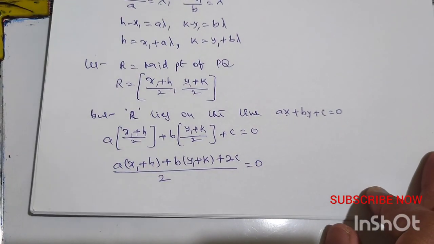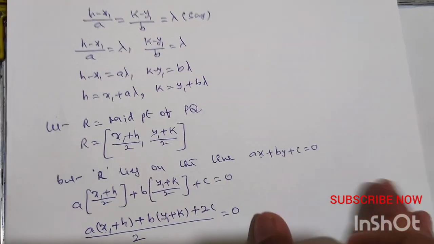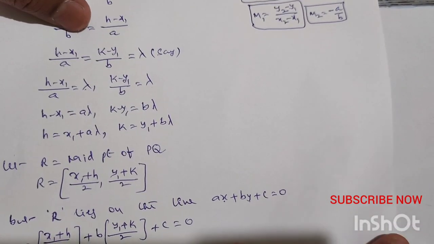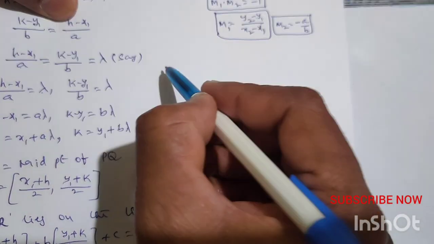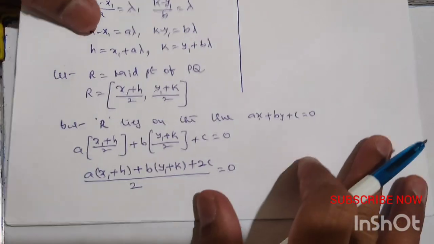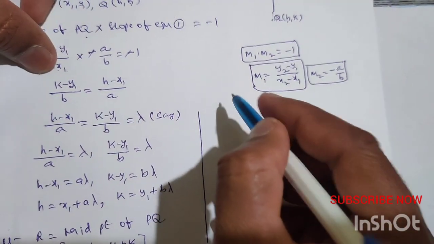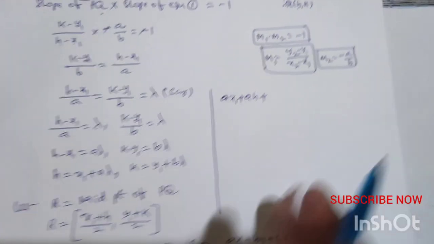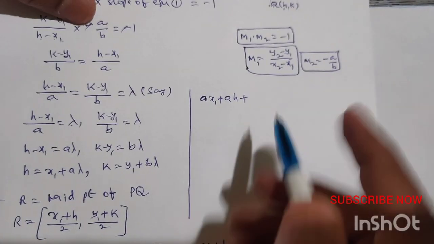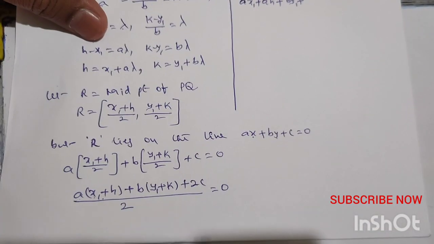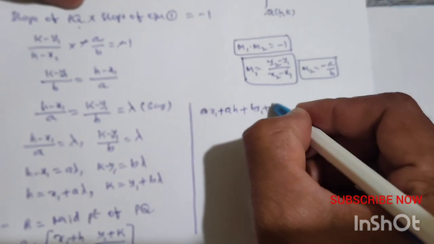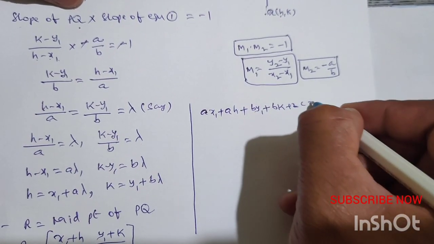Okay, now, so a into x1, so right here, a into x1 plus a into h plus b into y1 plus b into k plus 2c equals to 0.